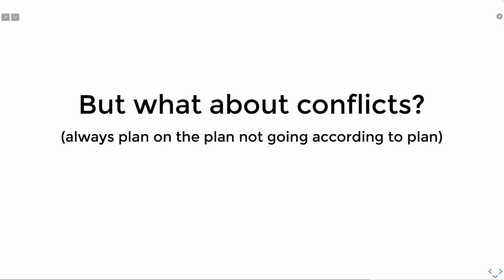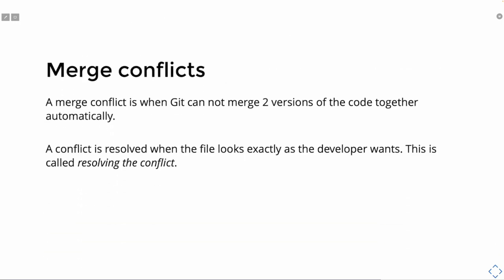So what about conflicts? I've recorded a short video on merge conflicts, so we'll put that in after these slides, but I'll just give you a quick example of what this is. A merge conflict is when Git cannot merge two versions of the same code together automatically. Git has an interpolation strategy to be able to reconcile changes, and it can be fooled and it can break. So a conflict is resolved when the file or code in question, the offending code we can call it, looks exactly as the developer wants. And this is called resolving the conflict.